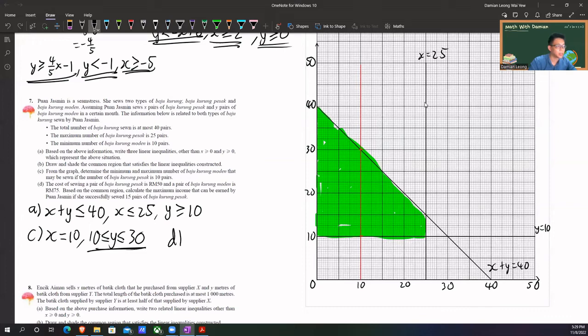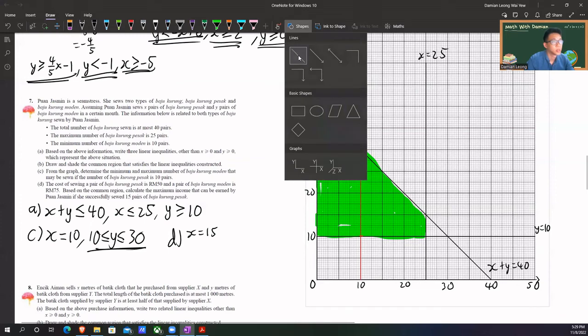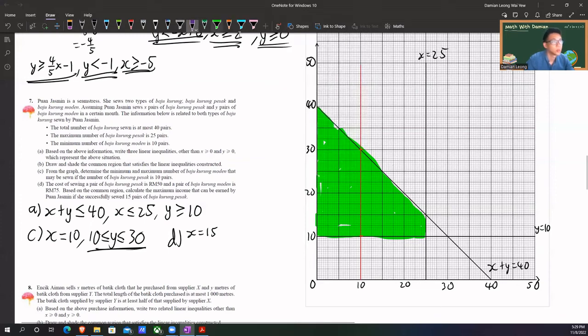And part D, the cost of sewing a pair of baju kurung pesak is 50 ringgit and the baju kurung modern is 75 ringgit. Based on the common region, calculate the maximum income that can be earned if she successfully sold 15 pairs of baju kurung pesak. 15 pairs of baju kurung pesak means x is 15. So x value of 15 here.